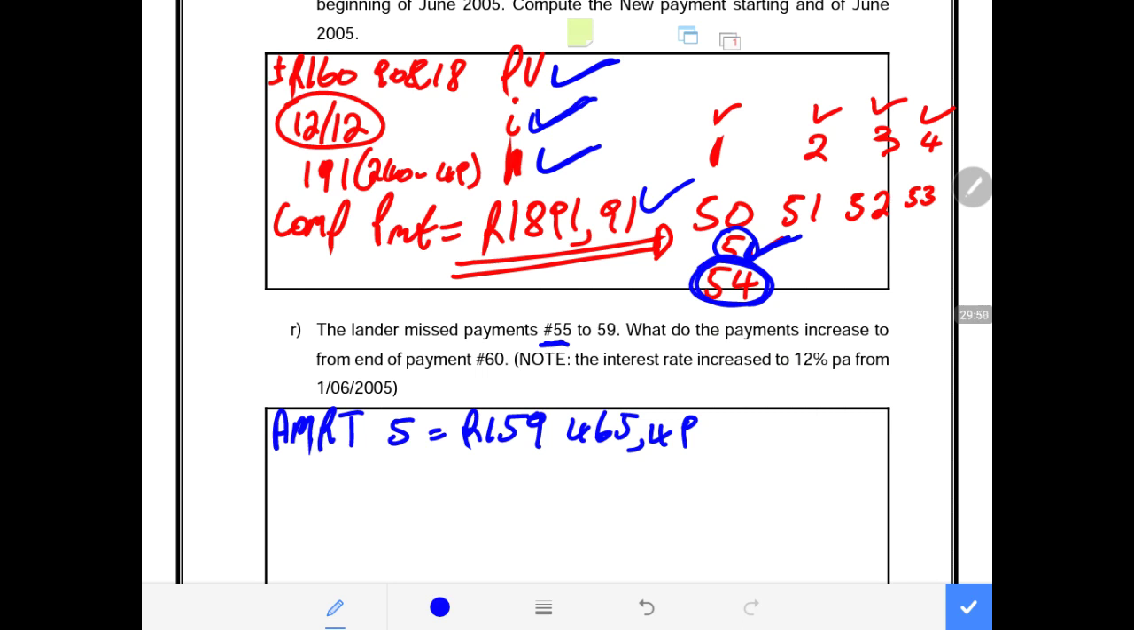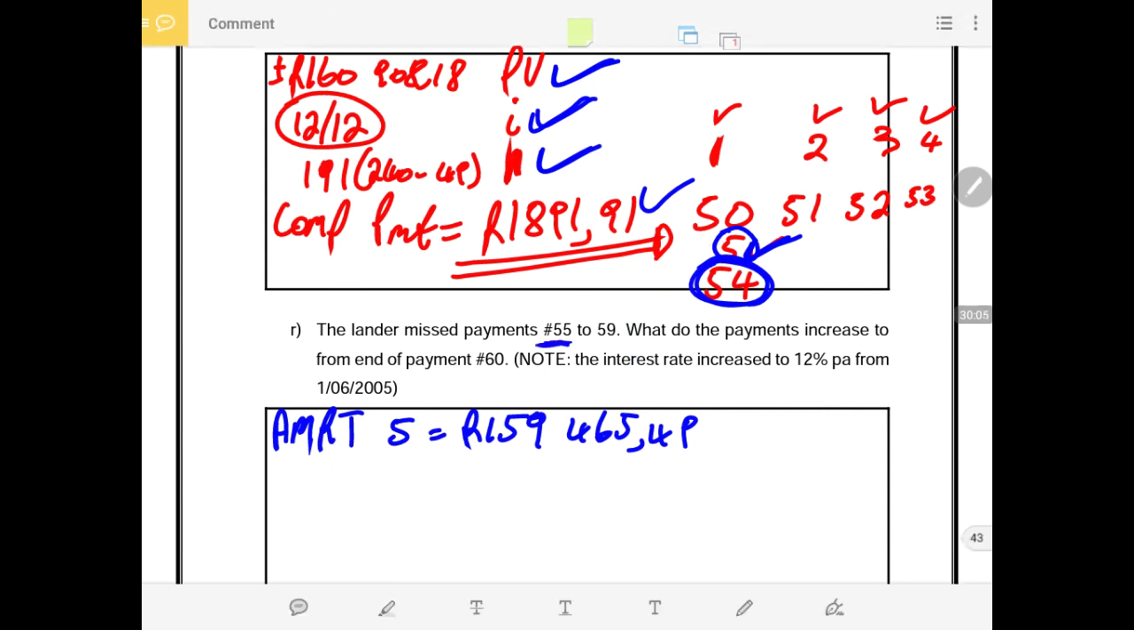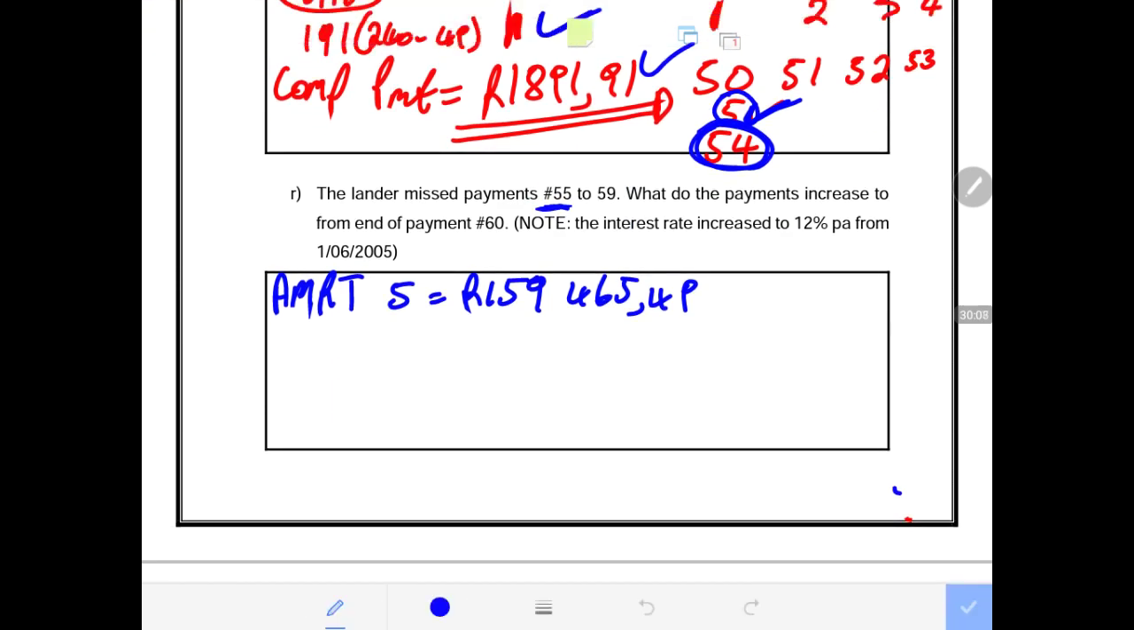That means we need to add interest for the next 5 months. So this is the balance after the 54th payment was made, meaning the 5th payment, in other words. Now, balance after the 5th payment was made. Then what do we need to do now? We need to say this is our present value, which is the 159,465 rand 49 cents. We need to add interest for month 55, 56, 57, 58, 59, that is 5 months, meaning our N will be 5.